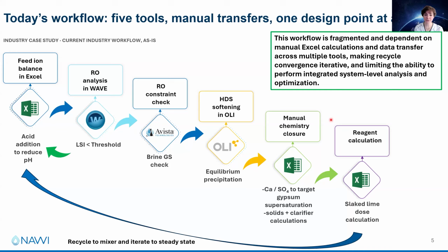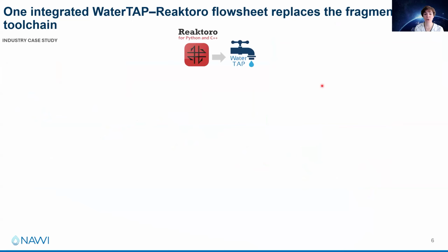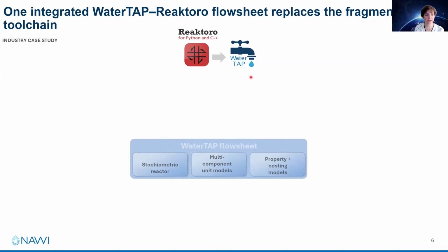But the good news is that with the work that we are doing in WaterTAP, those dark days are over, and I'm about to show you how we're going to address that. We are going to integrate chemistry with our process model. We are integrating a chemistry engine, for this example case study Reaktoro, which is open source. We are coupling that with WaterTAP.